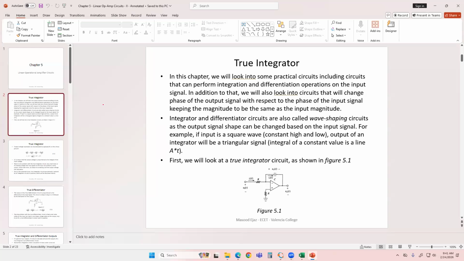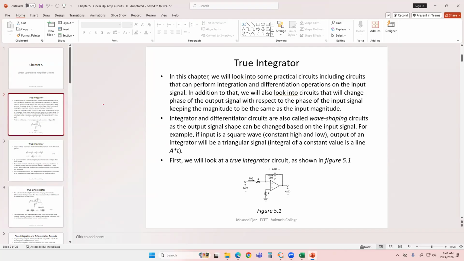Differentiators, the same thing with the integrator circuit. With the integrator circuit, if you have your square wave or a constant value, then integration of A with respect to T is going to be what? Let's say, AT, right? That means A is going to be converted into a line with a slope A. So it's the opposite of a differentiator. Of course, integration and differentiation are opposite operations. So if you give this signal at the input of an integrator, you're going to get this at the output of the integrator. So again, it changes the shape of the signal.